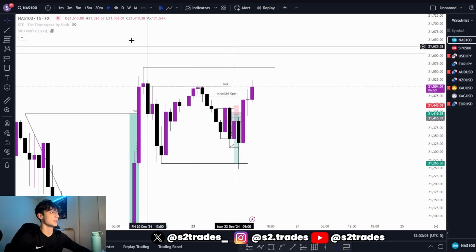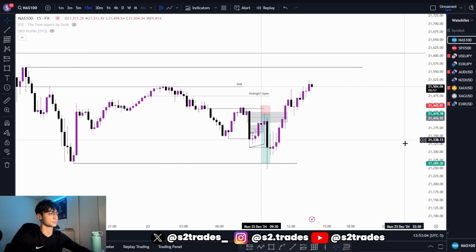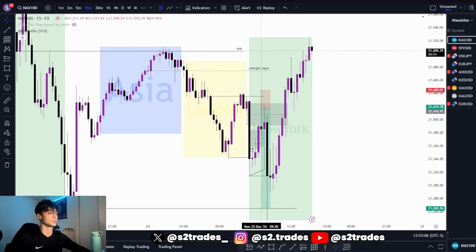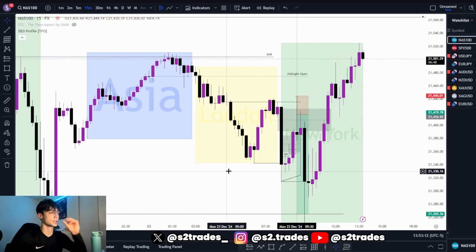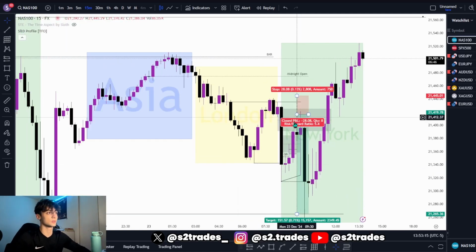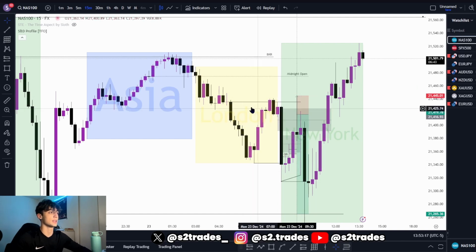Alright? And then what happened? If we put on seek and destroy, we took out London lows. That was just a little bit of a retracement, a little bit of the long. And then we came up into this order block right here, and we shorted once again.